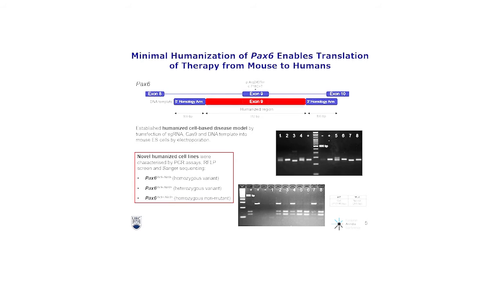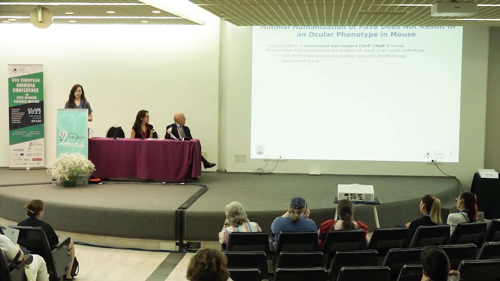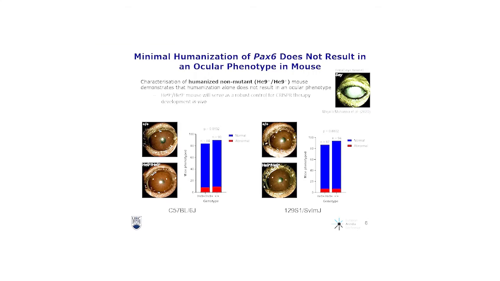The first cell line is homozygous for the patient variant, the second is heterozygous for the patient variant, and the third is homozygous for the non-mutant sequence to serve as a control during therapy development. So thinking along in the same idea about translating this work towards that pipeline from bench to bedside, we have to ensure that this minimal humanization event doesn't disrupt the function of PAX6.